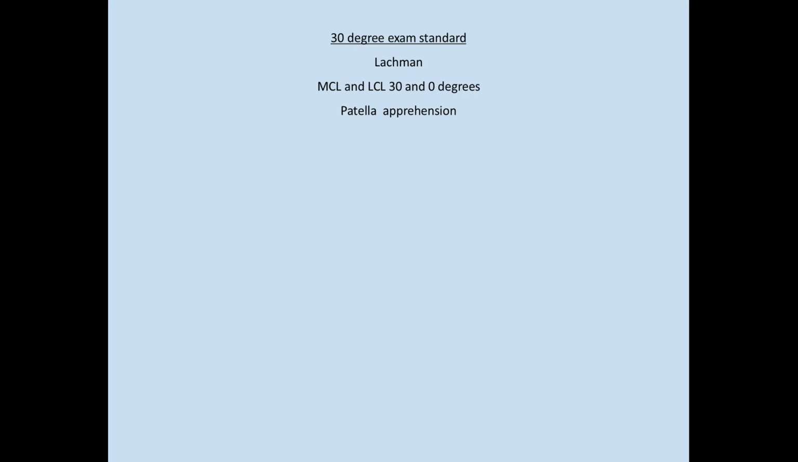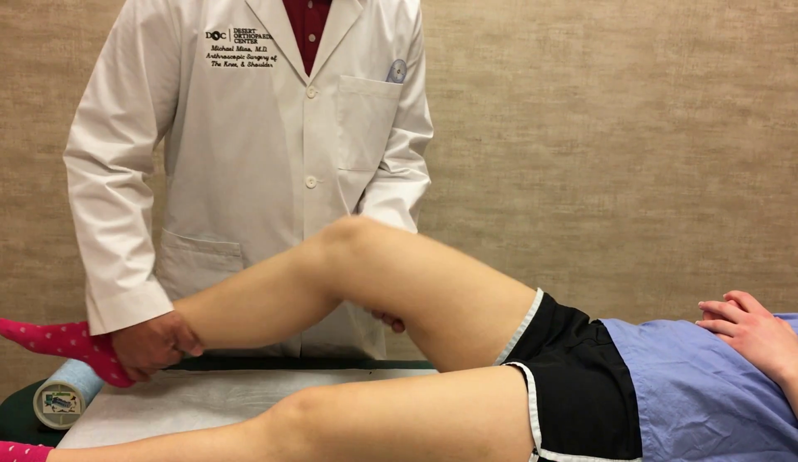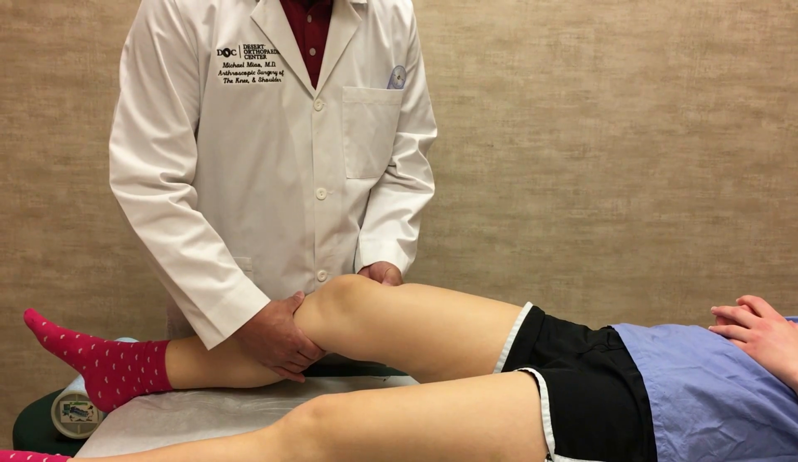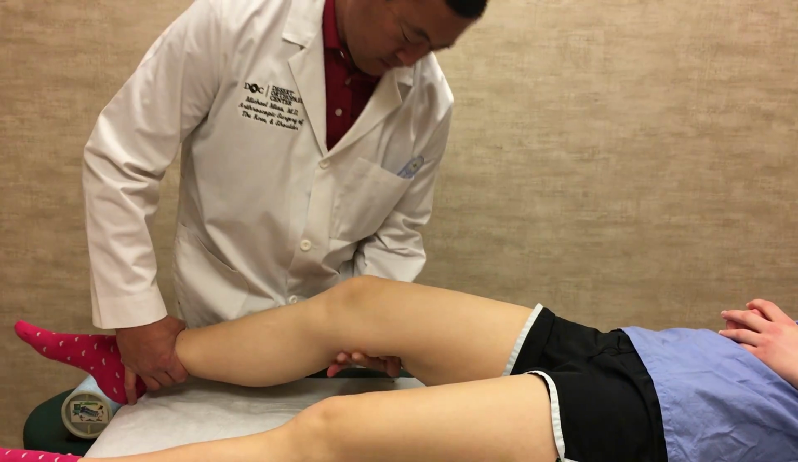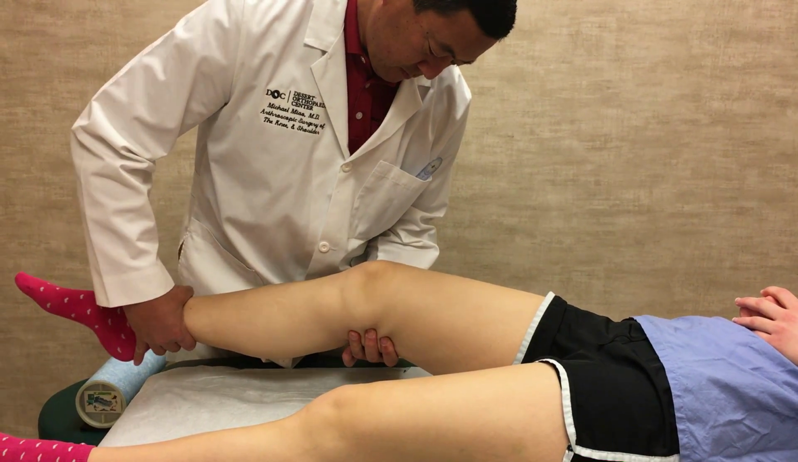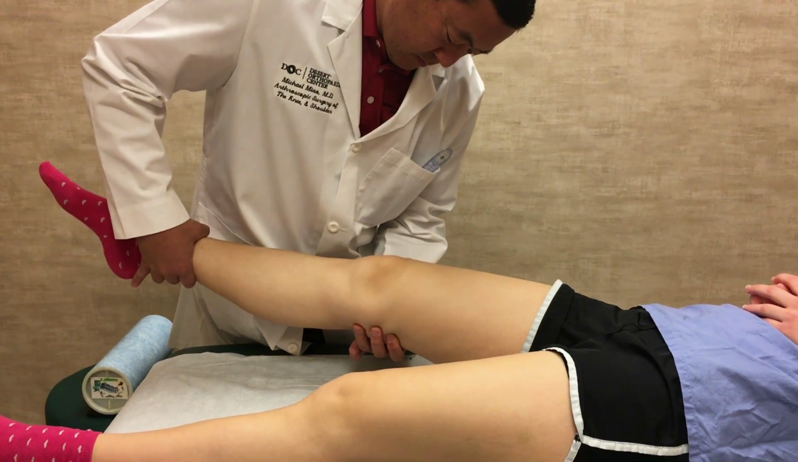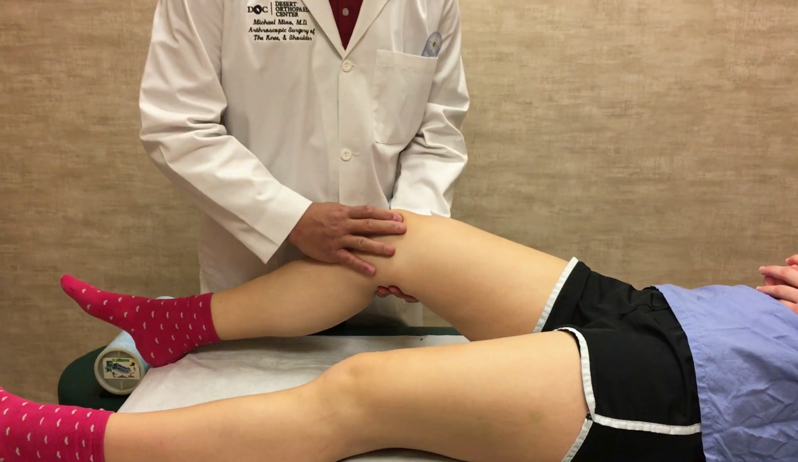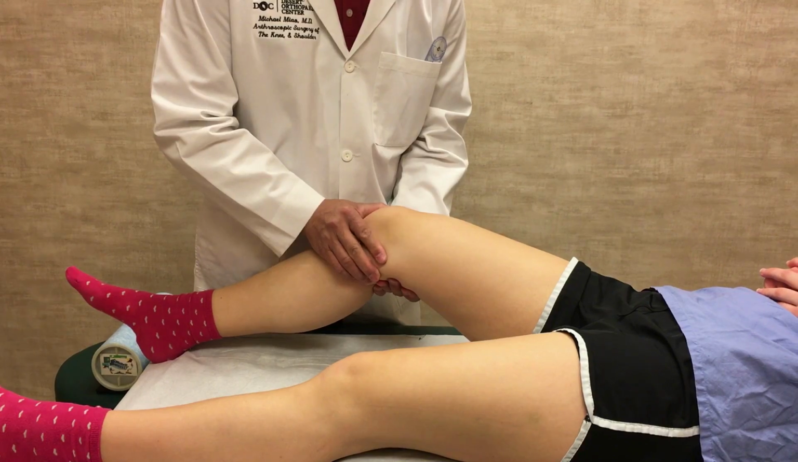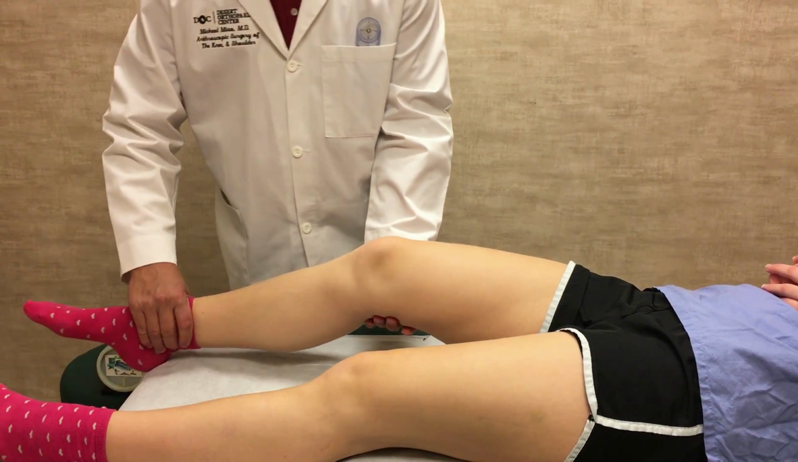The next video shows the 30-degree standard exam using the Lachman, MCL and LCL at 30 and 0 degrees, and patella apprehension. 90 to 30-degree transition, Lachman exam, supporting the thigh, valgus and varus stresses at 30 and 0 degrees, 30-degree apprehension laterally and medially.